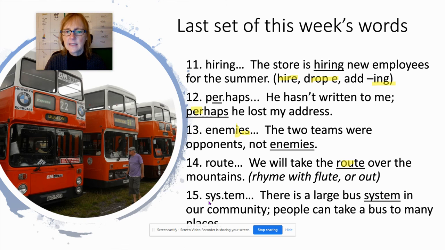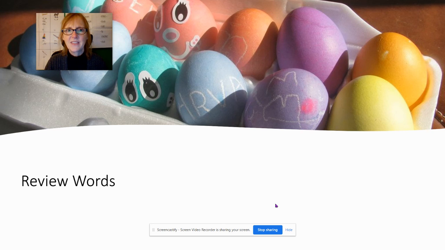And last one, system. There is a large bus system in our community. People can take a bus to many places. This is a little surprising. It's spelled S-Y-S, system, and then this E is a schwa sound, spelled with an E. So those are your words for this week.